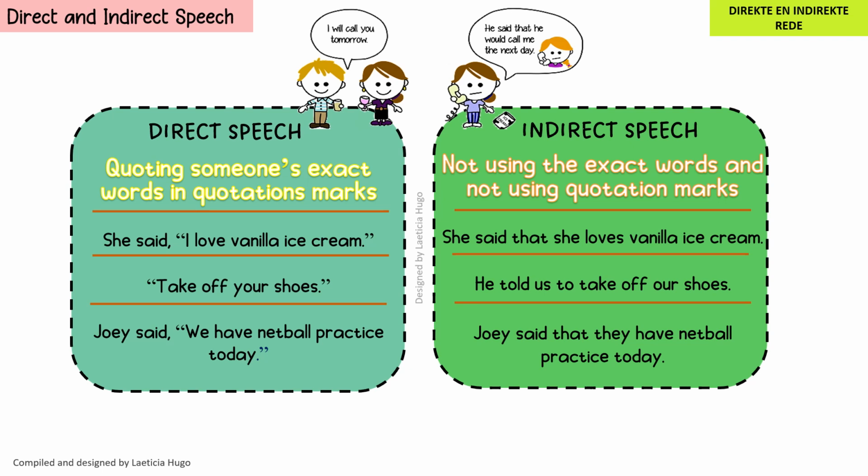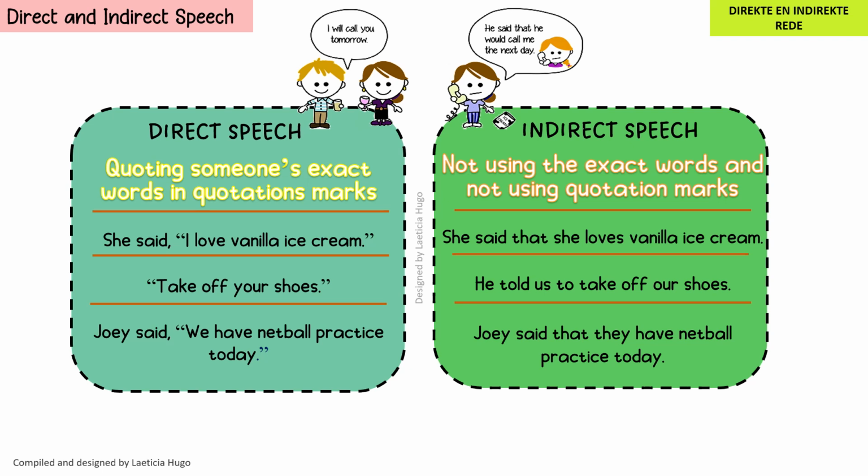Then the second one, "Take off your shoes." So with direct speech, you don't always have to say she said or he replied or whatever. It can only be this when you read it or write it. So take off your shoes, the quotation marks show that someone is speaking. Then Joey said, "We have netball practice today." So very similar to the first one, a comma after said, and then a quotation mark, we have netball practice today, full stop, and then we close that speech with another set of quotation marks.